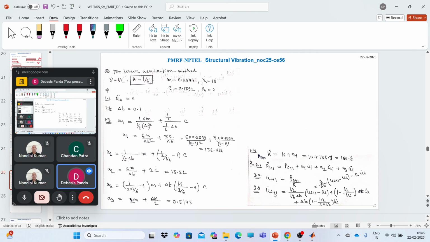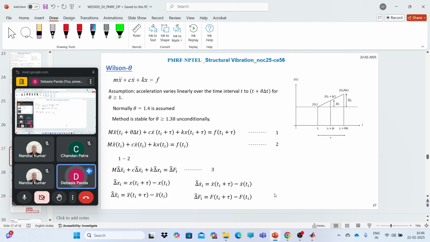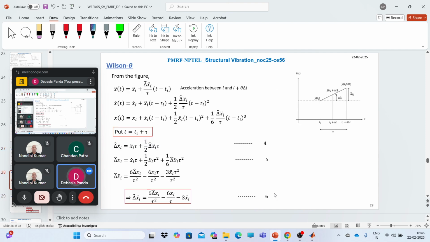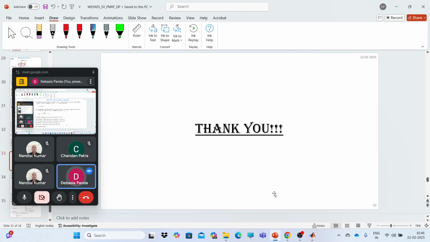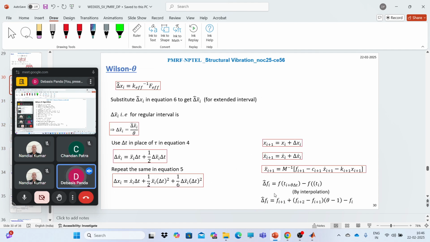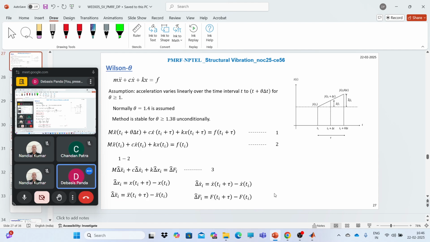Now Wilson theta, I will not explain the Wilson theta. Already your course instructor has explained it. But a few questions from here, like what will be the value of theta for the Wilson theta method here? These things are actually important. Normally theta is equal to 1.4, but the method is actually stable when theta is greater than or equal to 0.13. So this kind of small questions may be asked from this module.